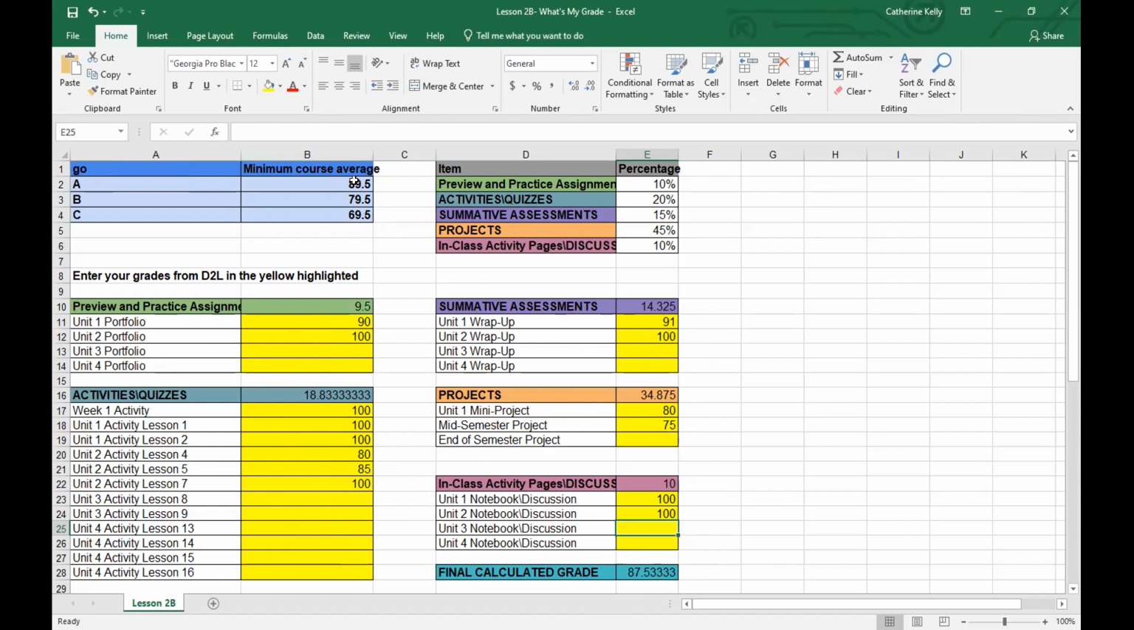So if you look here, you would be getting a B here and say, well, how do I get that A? Well, if you went back and you redid your mid-semester project in that 2 weeks, you could see that, you know what, now that I got those hints, knew what I was doing, I got a 90, and now that bumped that grade up to an A. So you can play around with the grades, see what you're getting as you're going through the course, and it shouldn't be a surprise. 10% for your preview and practice assignments, 20% for activities and quizzes, 15% for your summative assessments, 45% for your projects, and your in-class activities and discussions are 10%.